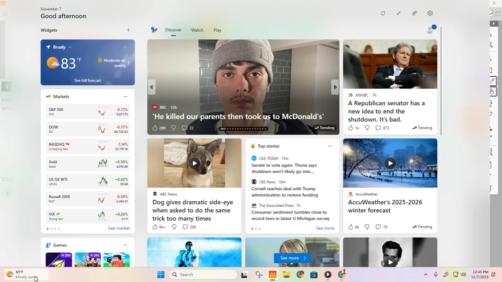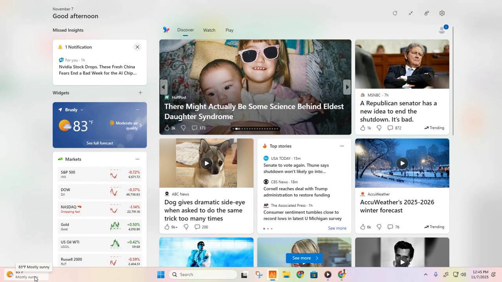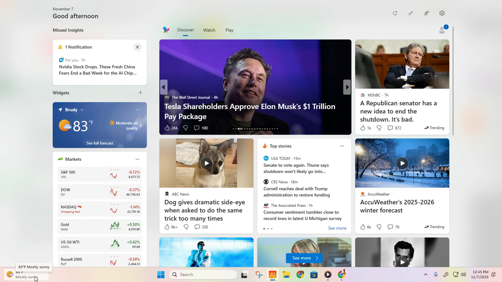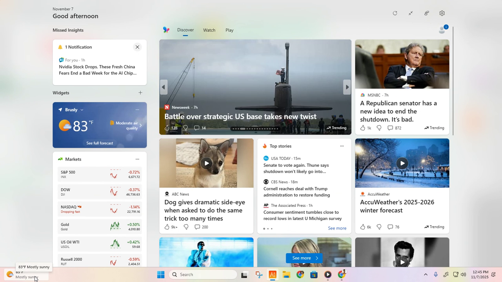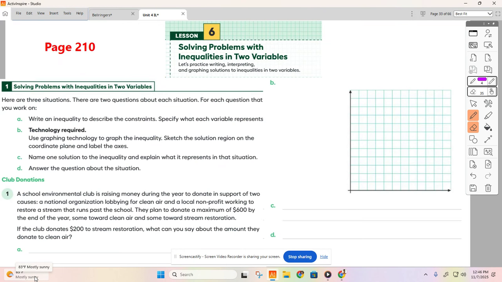Okay, so we are on page 210. We are continuing working with two variable inequalities. So these are making linear inequalities. We're going to be doing like 3 or 4 problems, and for all of them we're doing the same 4 steps. The first step is to read the problem and write an inequality to describe the constraints and specify what the variables are representing.